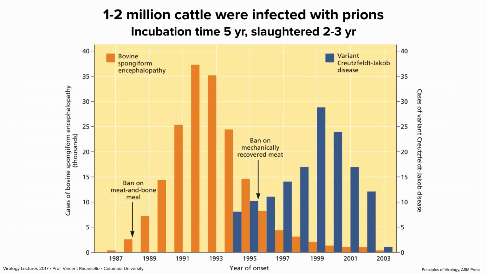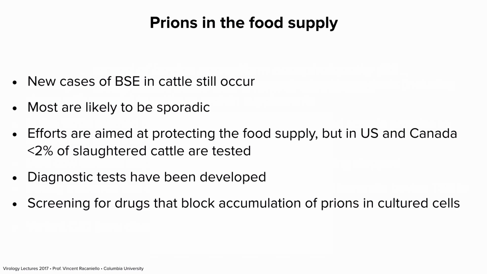And then overlapping this is the variant CJD in people. That's the outbreak in people who ate this meat, and they start to get infected. There was a peak, which has now gone way down, of course, because we don't feed cows this preparation anymore. However, we still do see cases of BSE in cattle sporadically in countries that grow cattle, of course. We think these are sporadic. The cows are just going to develop BSE sporadically, just like we do.